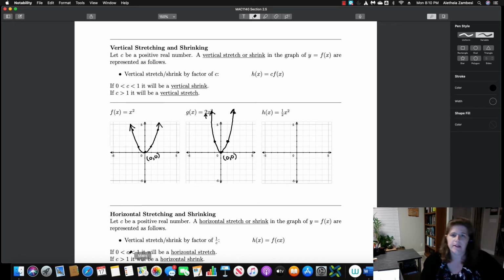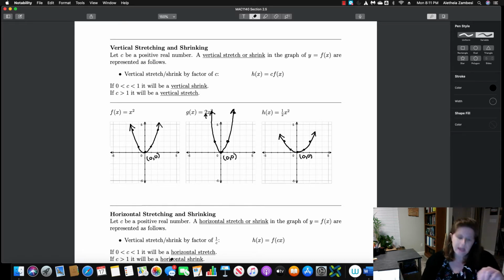For 1/2, on the other hand, we plug in our value, square it, and then divide it by 2. So 0, 0 still. When I plug in 1 this time, instead of getting 1 back out, I get a 1/2. So I'm half as tall. When I plug in 2, instead of getting 4 back out, I get 2. So the basic shape of the function is still the same, but it's like it's been squashed. So shrinking.